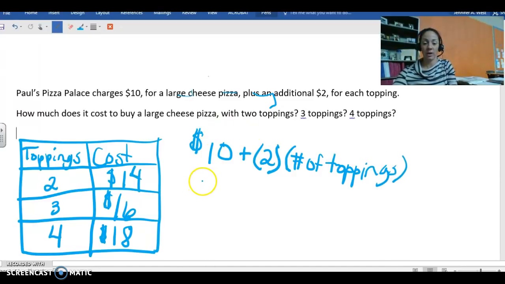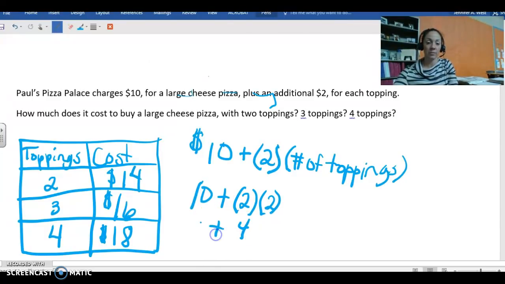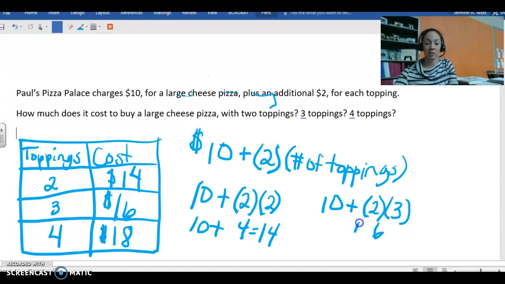So if you have your $10 pizza and you're going to get 2 toppings, there's your $2 times 2. 2 times 2 is 4 plus 10, and you wind up with your 14. If you have 10 plus the cost of the 3 toppings, it's still $2 times 3. Well, 2 times 3 is 6 plus 10. That's how you get $16. And I'm pretty sure you all can figure out how that works for having 4 toppings on your pizza.